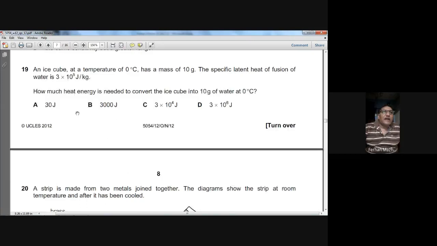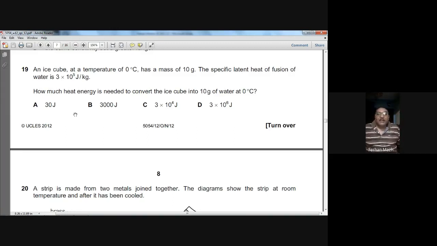Okay, on your screen we have a question. An ice cube at a temperature of 0 degrees centigrade has a mass of 10 grams. The specific latent heat of fusion of the water is 3 × 10^5 joules per kg. How much heat energy is needed to convert the ice cube into 10 grams of water at 0 degrees centigrade? One thing you should notice is that the specific latent heat of fusion is given as 3 × 10^5 joules per kg.